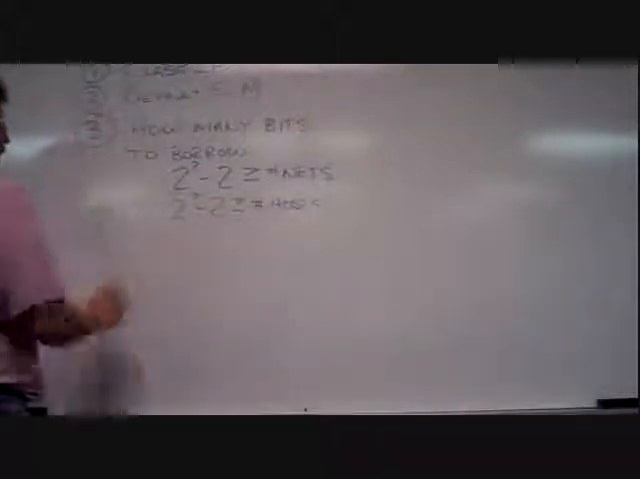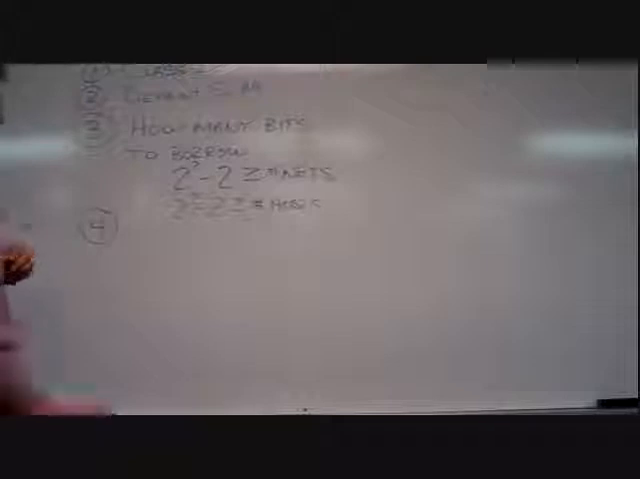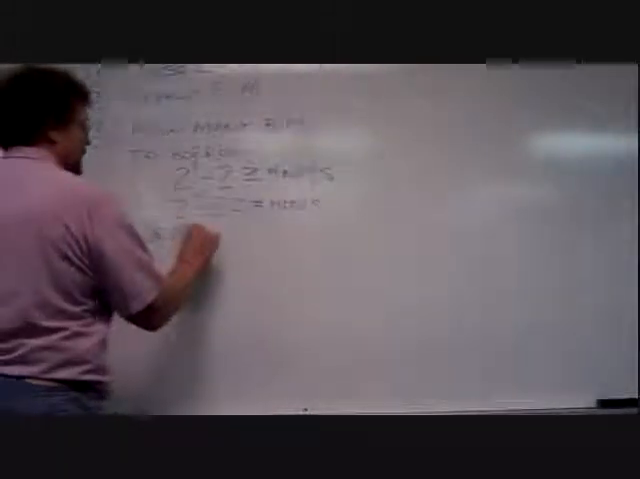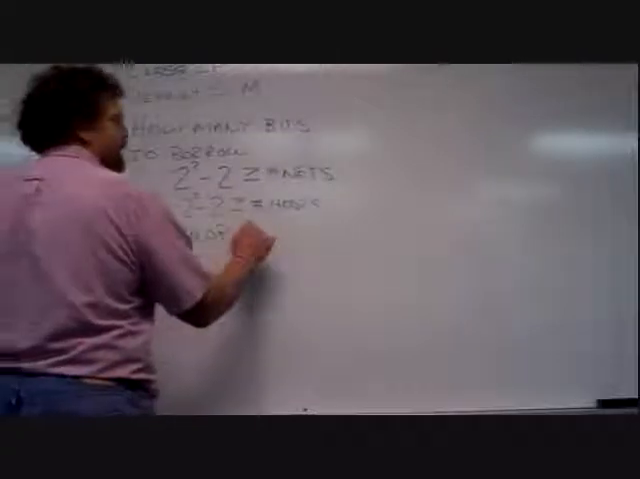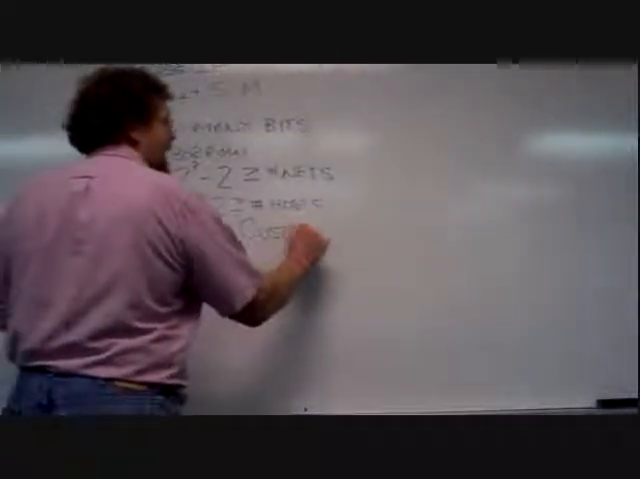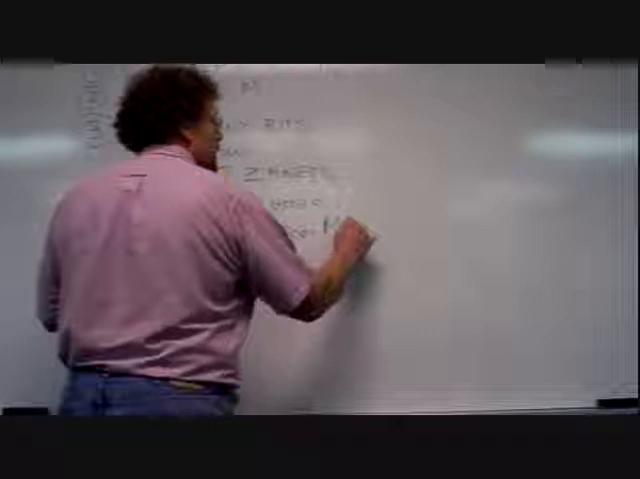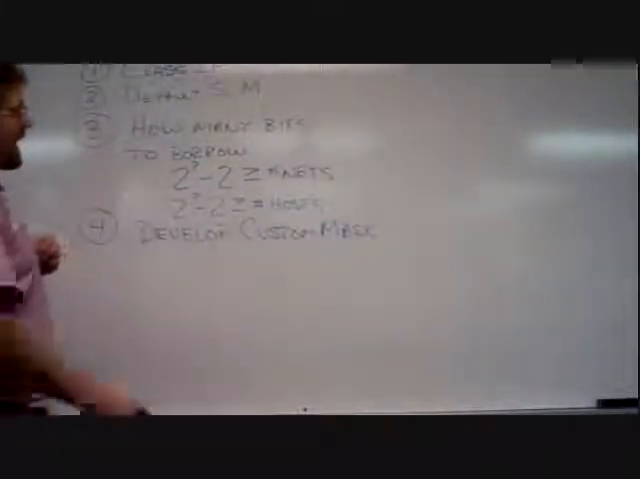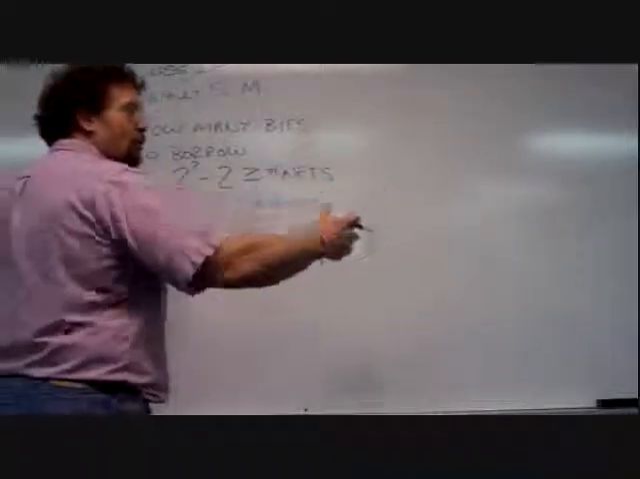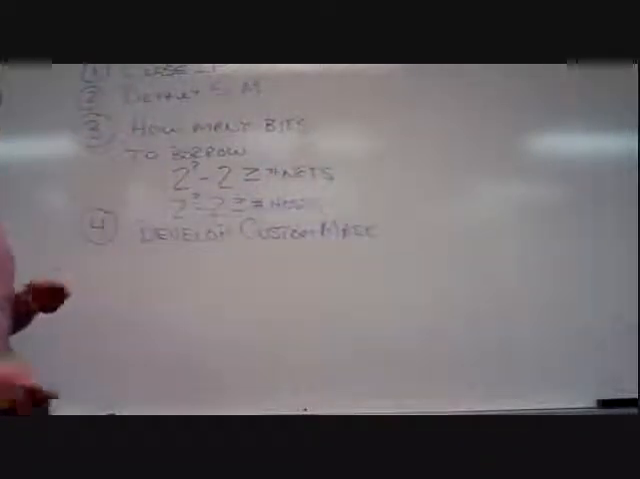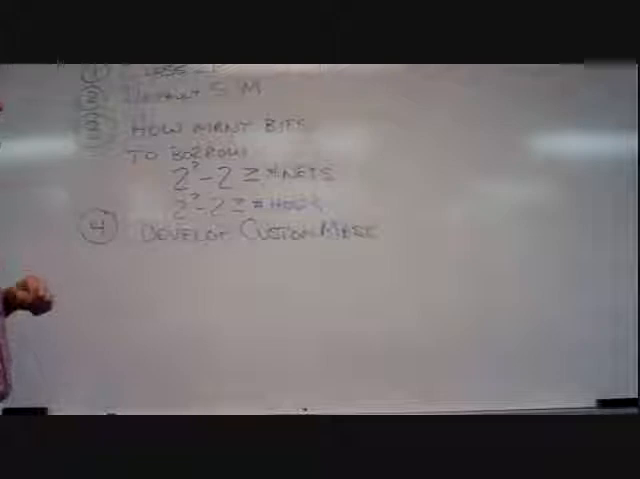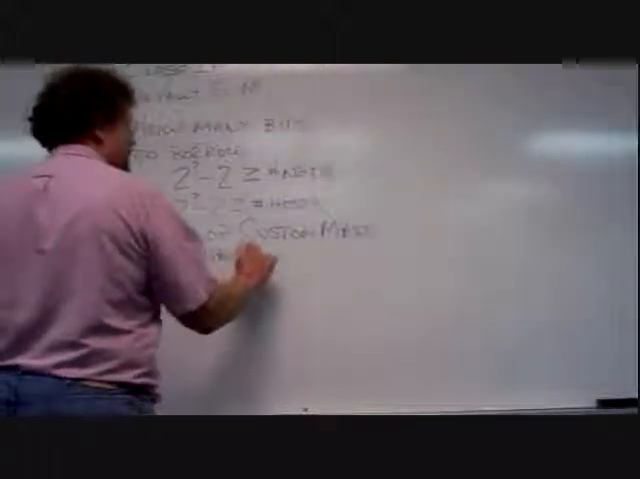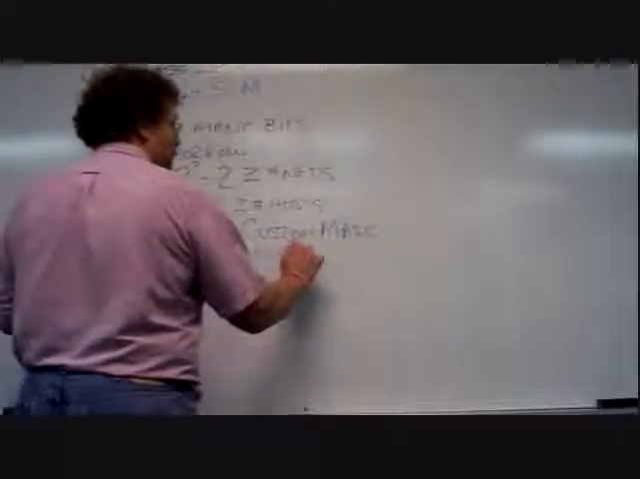Question 4, step 4 in this cookbook. Develop the custom mask. Now that we've looked at how many bits we're borrowing, we take our default mask and we count over that many additional bits, change those zeros to ones, and we give a value for the borrowed bits.